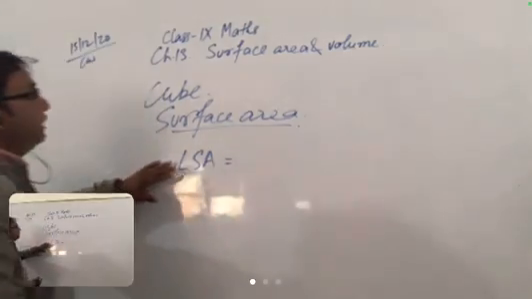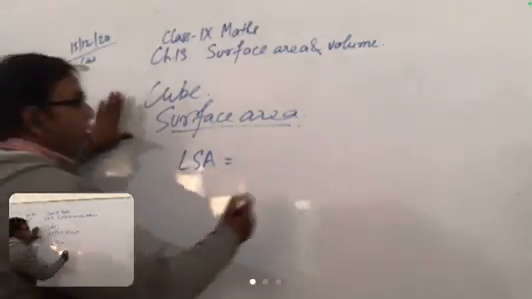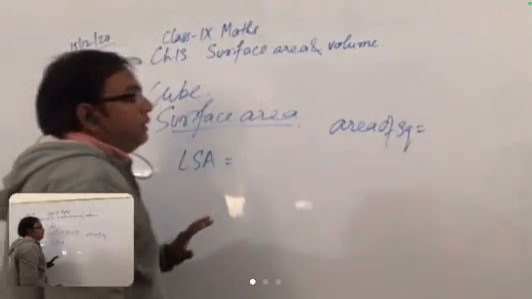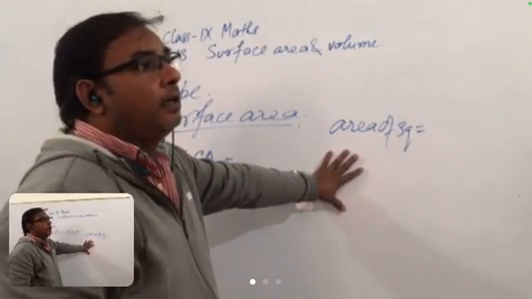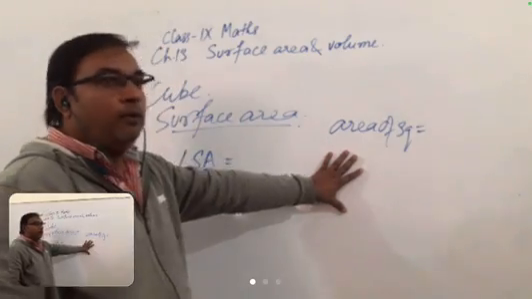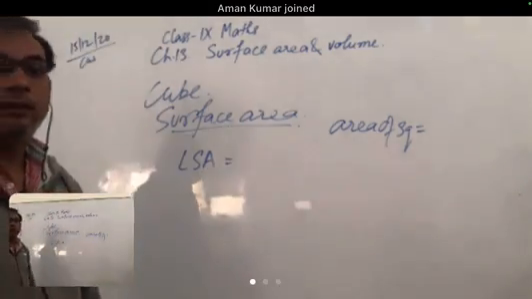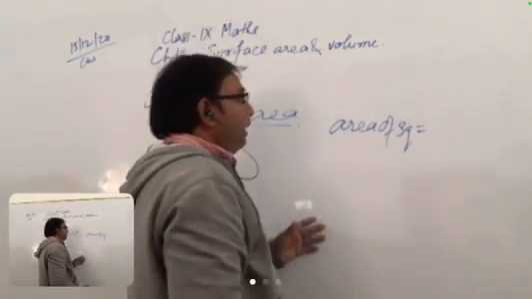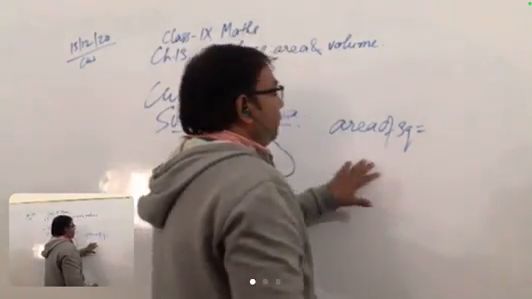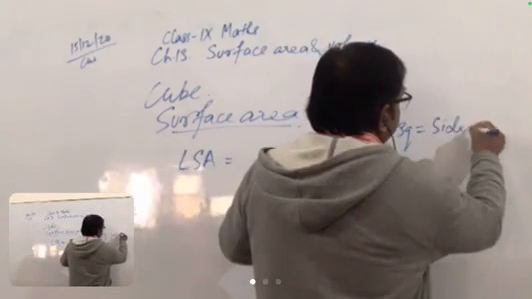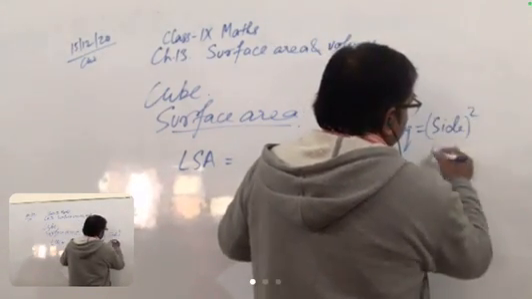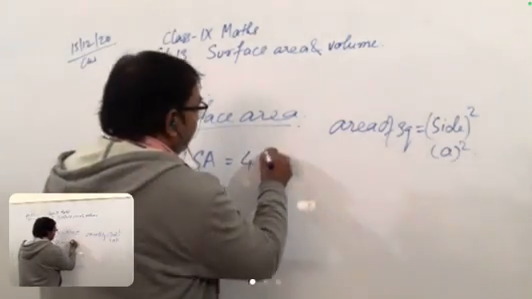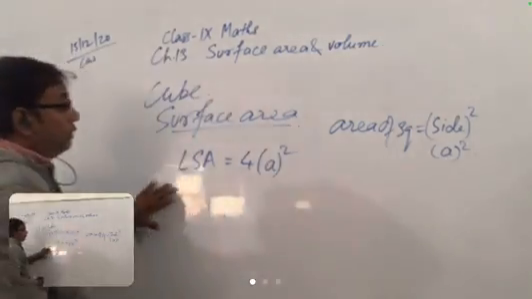Can you tell me what is the area of a square? Raj? 4 into side. What? We are talking about area only here. So the area of a square is what? Side square. So I will write A square. How many faces are there? 4. So it is 4A square.